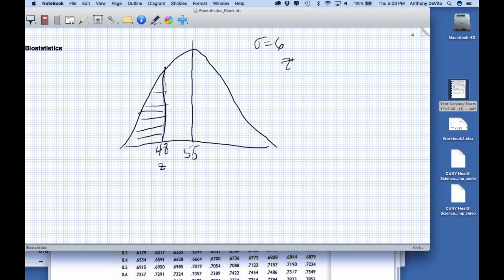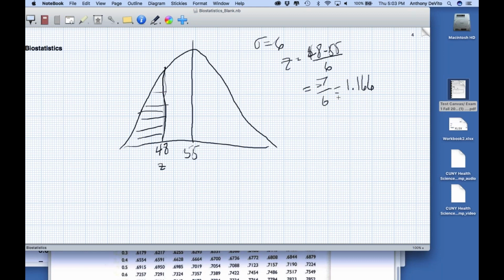But now let's see what the Z-score is. Z-score is going to be equal to 48 minus 55 over 6, which is equal to negative 7 over 6. What does that come out to? 1.166. Okay, 1.166, good.